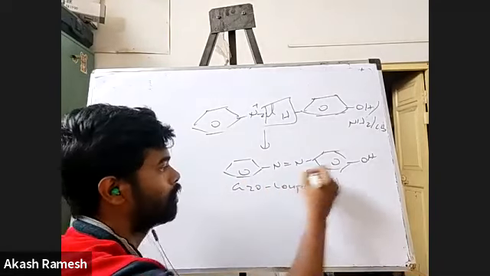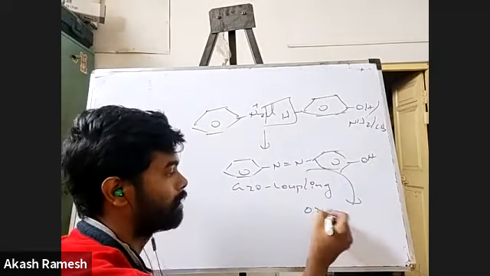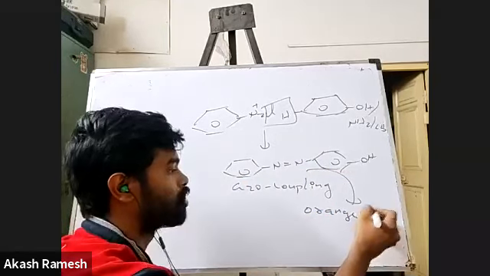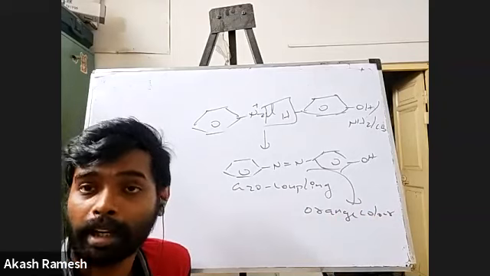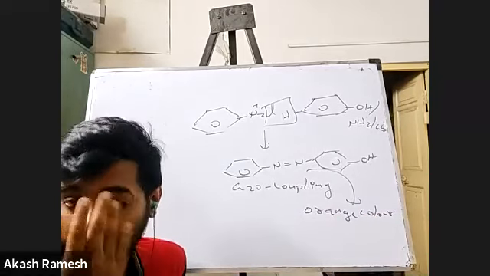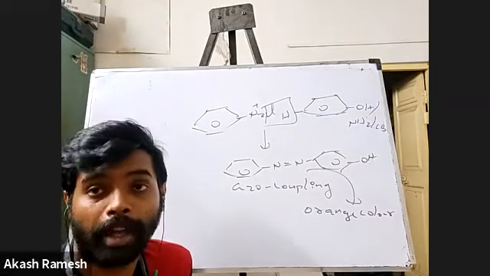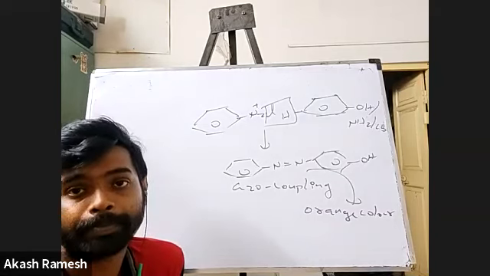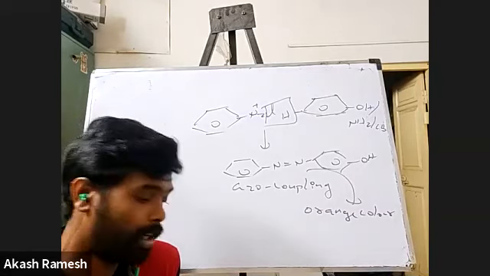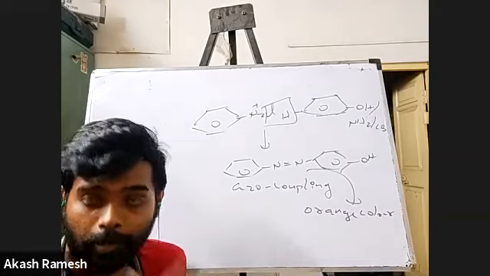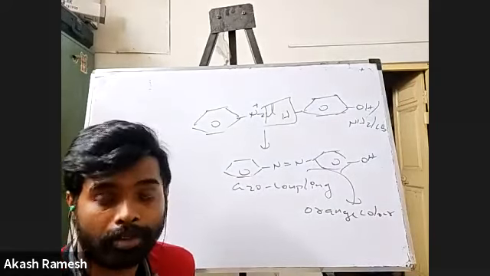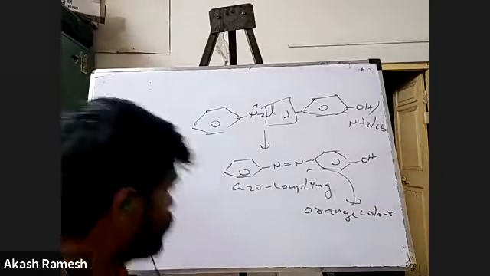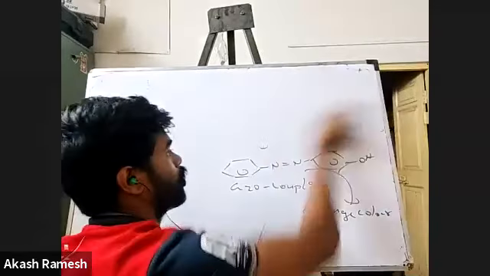Right, and you know these are colored dyes, and this specifically will be orange in color. These are used in textile industries for producing different colored dyes, azo dyes I call them. So these are all the different reactions possible with diazonium salts, especially arene diazonium salts. Fine, good. Now I think it's time for us to go to the questions.